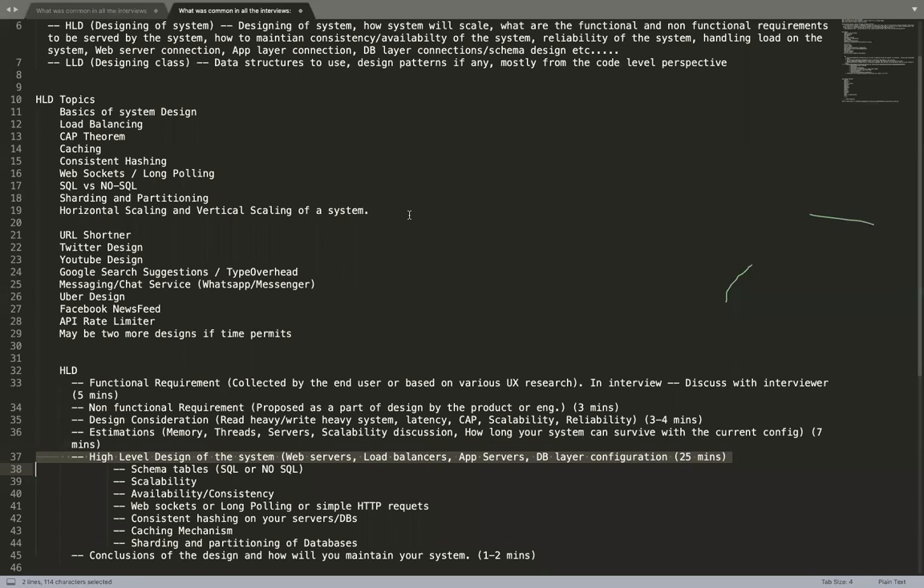Now going on to the code part: how you will design, what classes you need, how you will implement that class, whether you need any design pattern, what is the best pattern which will fit here, whether you need to create an interface, why you need to create an interface, how many implementations you need. Those all will go as a part of low level design.